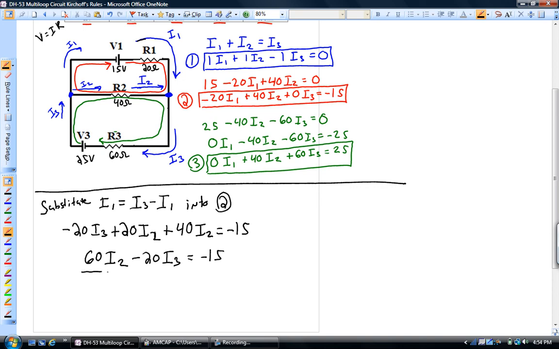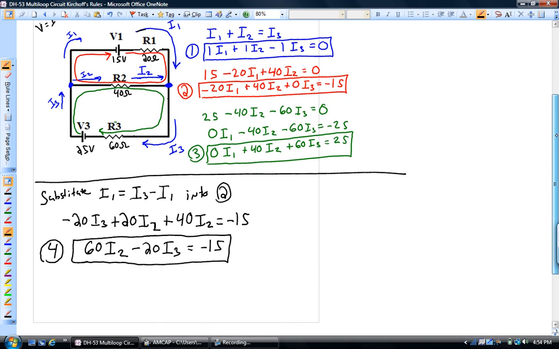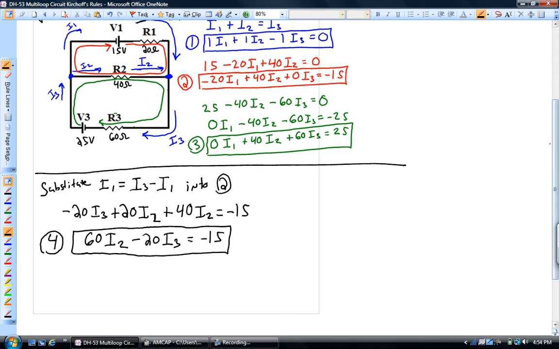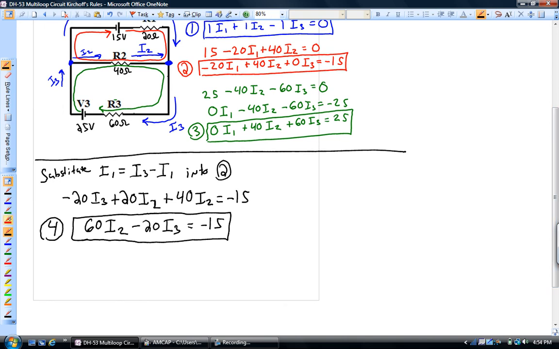And I'm going to put a box around this in case I need to refer back to it later. And I'm going to call this equation 4. Just makes it a little bit easier to refer to. And let's look at equation 4 and equation 3. So if you're looking at these, they're pretty similar.